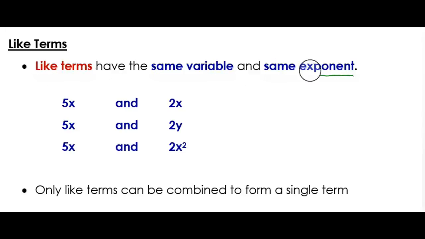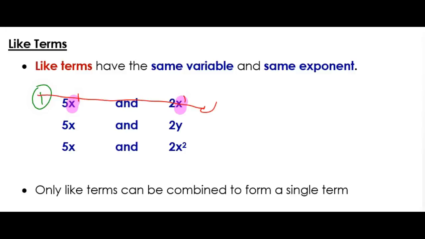So let's look at a few examples to help you understand what we mean by this. In example number 1, I can see that I have 5x and I have 2x. They have the same variable and the same exponent on the variable. The exponent, we don't put it in, but it's understood to be 1. So those are considered like terms, and we could combine them. I'll talk about that in a bit.